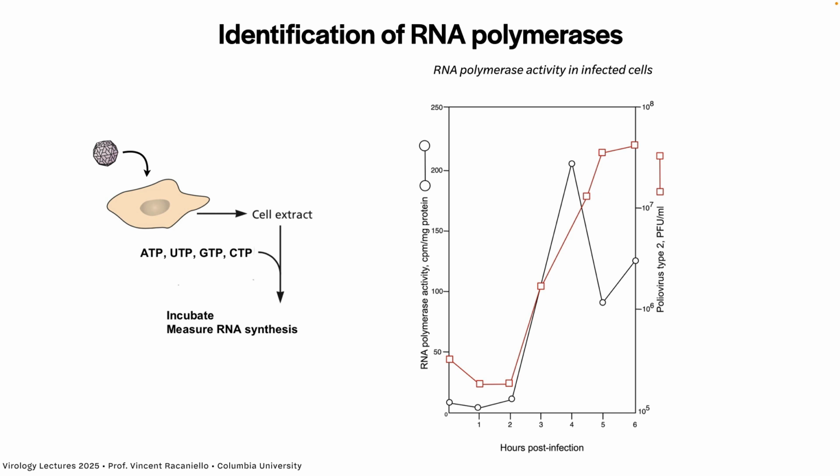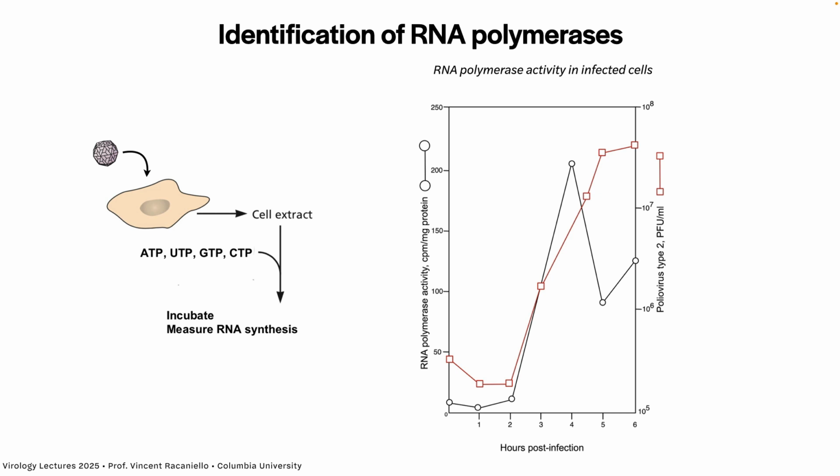Now, the first identification of enzymes that can make RNA from RNA was in an experiment like this. You take cells. This is a cell. This is not an egg. It's a cell. And you infect it with a virus, in this case, poliovirus. And then you incubate it for different hours post-infection. And at different times, you break the cells open and you add the four triphosphates, one of which has a radioactive label. And then you measure RNA synthesis.